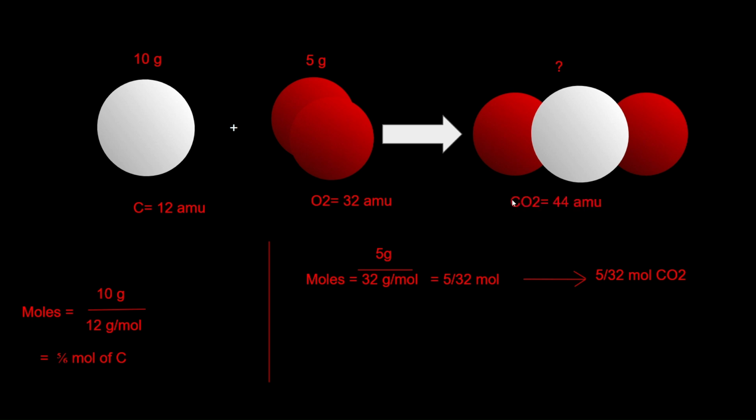Since the CO2 molecule is just the addition of a carbon atom and an O2 molecule, that is just 44 atomic mass units. We can use this to find the amount of grams of CO2 in the end.